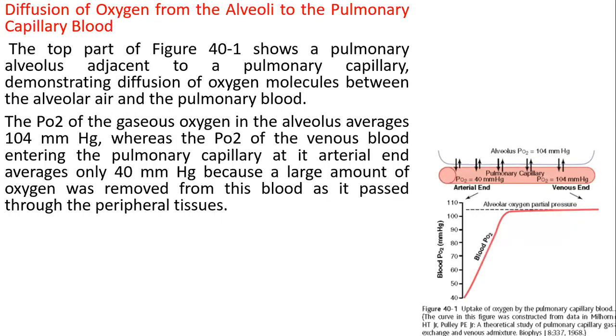Diffusion of oxygen from the alveoli to the pulmonary capillary blood. The top part of the figure, as you can see in figure 41, shows pulmonary blood adjacent to the pulmonary alveolus here, adjacent to the pulmonary capillary here. We can see this at the arterial end, and this is the venous end. At the arterial end, the PO2, the partial pressure of oxygen, is 40, and at the venous end the partial pressure of oxygen is 104. And this is the process of diffusion.